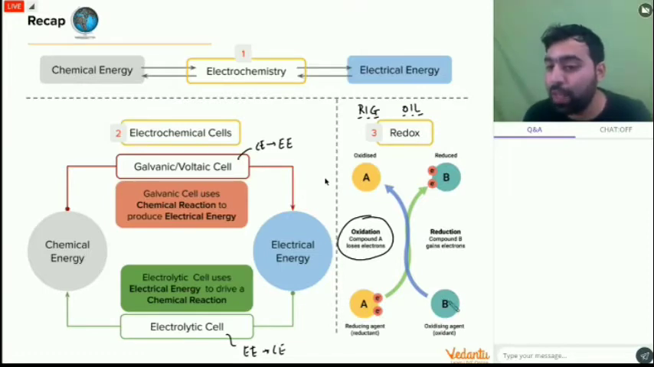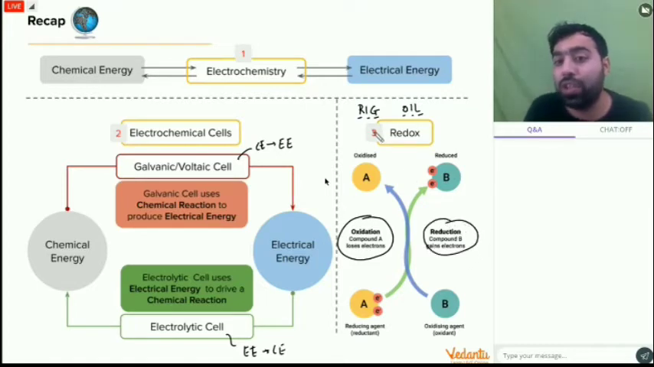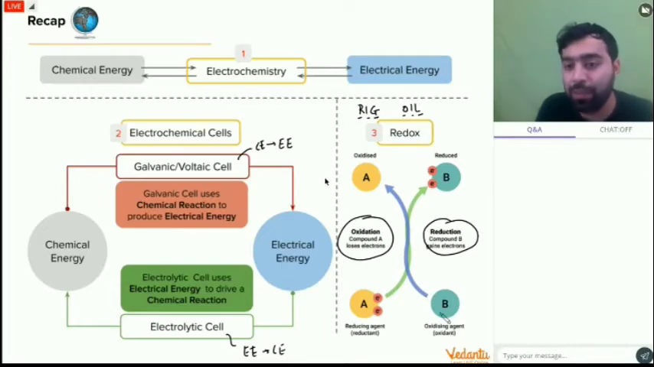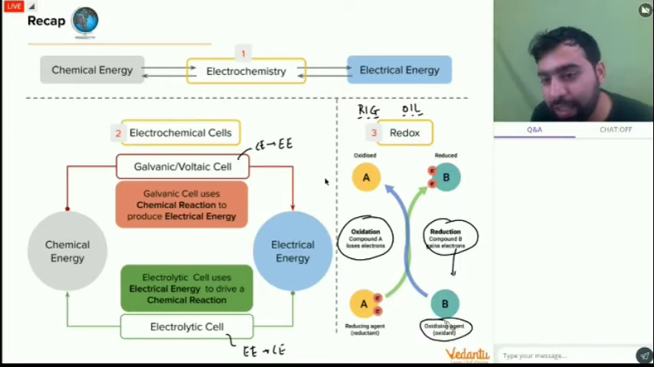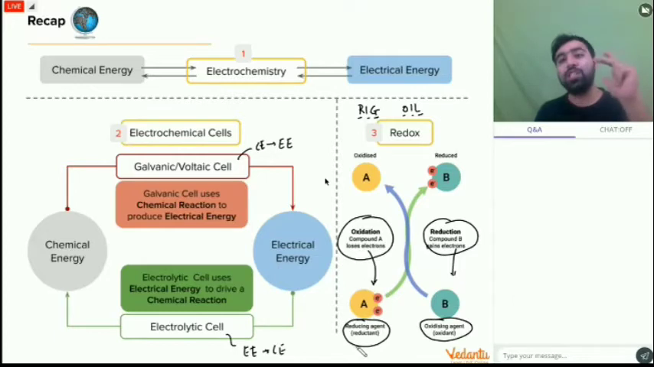B, without any electron, has gained two electrons. Gain of electron is called reduction. So reduction is gain, oxidation is loss. We studied this thing: the species which undergoes reduction is called a good oxidizing agent. So B, which undergoes reduction, is a good oxidizing agent, and A, which undergoes oxidation, is a good reducing agent.